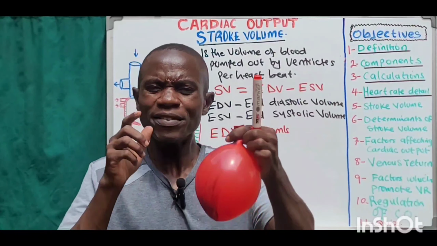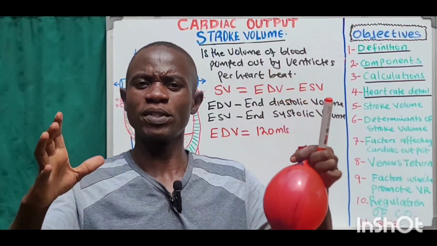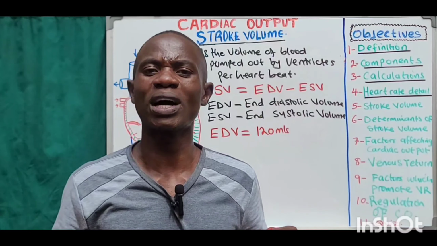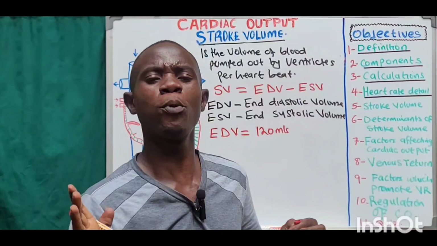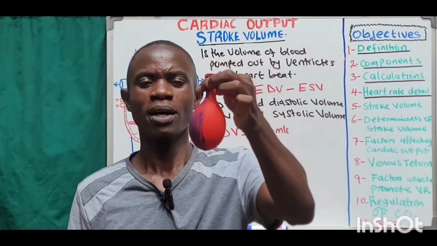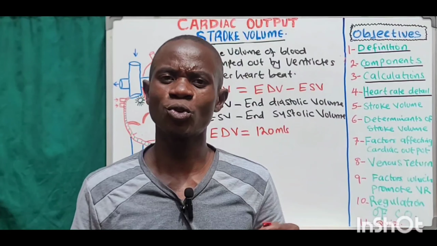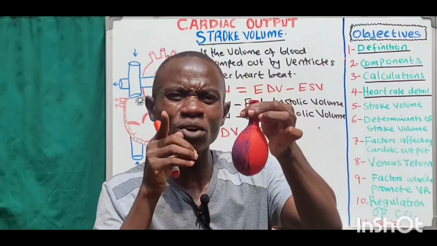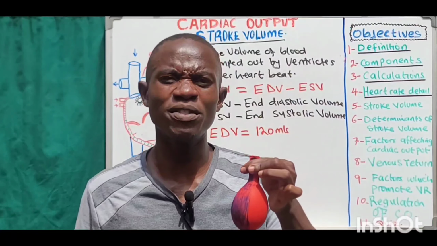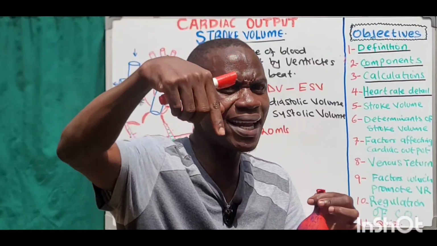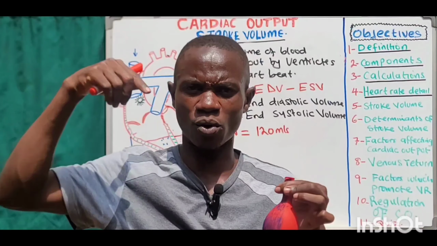Now, after they have relaxed and have been filled up with blood according to the end diastolic volume, it is now their time to contract. And of course, when they contract, they'll be pushing out the blood. Now, let's contract them. They have now successfully contracted, meaning that after the contraction, not all the blood is ejected from the ventricles. There is a specific amount of blood which remains in the ventricles even after contraction.